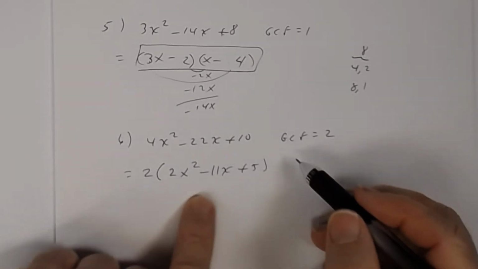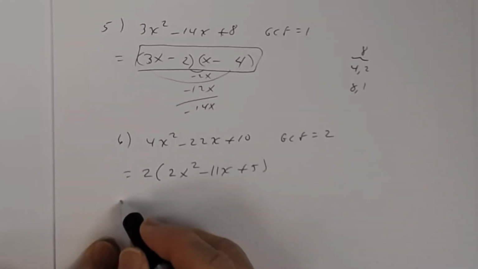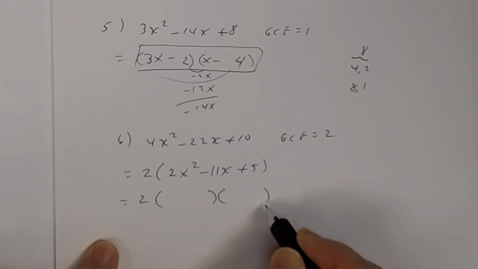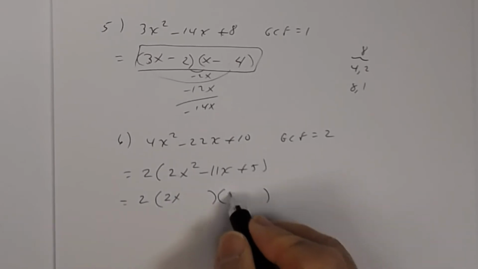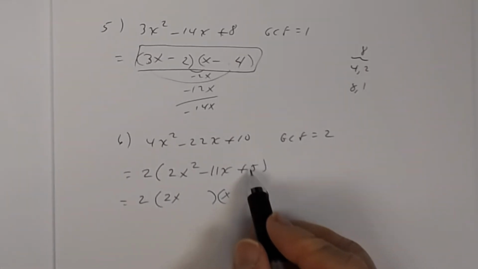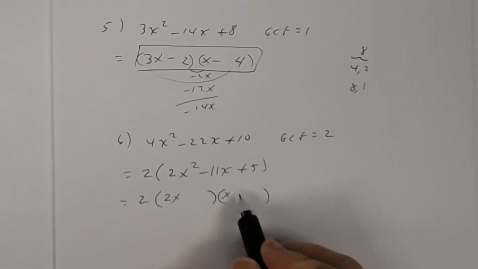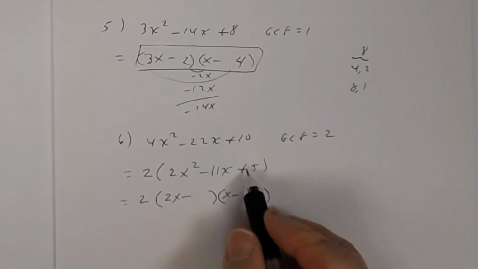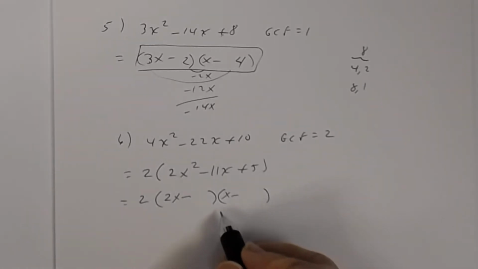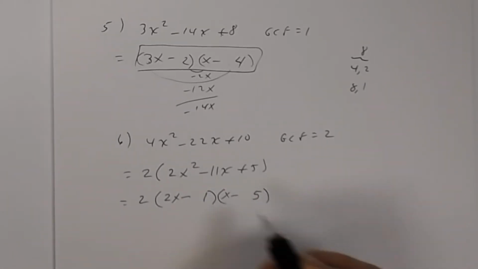Now let's go off to the side and figure out what this is. So that's going to be 2 times, and let's do the two binomials here. For 2x squared, there's only one possibility, 2x and x, and the last sign's positive here. So that means that these signs in here are the same. They're both negative. And there's only one possibility for 5, and that's 5 and 1. And it looks like the 5 has to go here, the 1 has to go there.